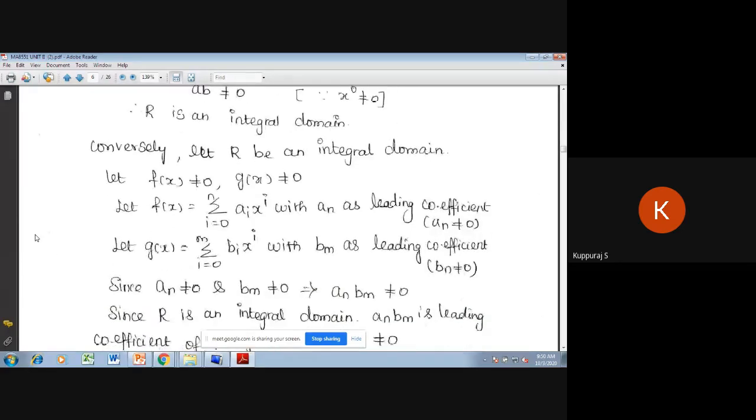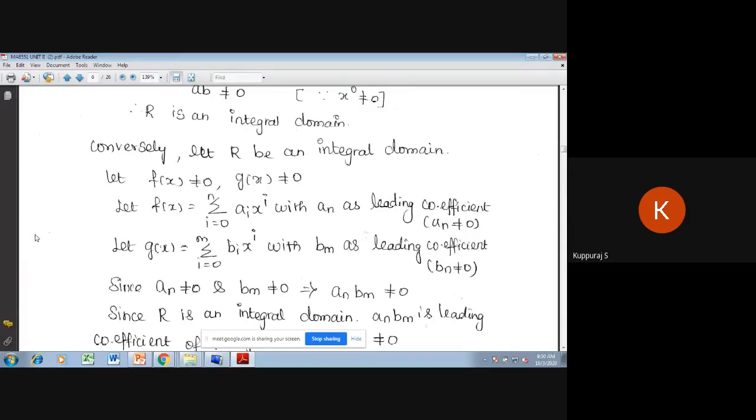So now, a_n is not equal to 0, b_m is not equal to 0. The leading coefficients are not equal to 0. Now multiply the leading coefficients a_n and b_m, which is also not equal to 0. So if a_n b_m is not equal to 0, then the degree of f(x) g(x) is n plus m, since a_n b_m is not equal to 0.